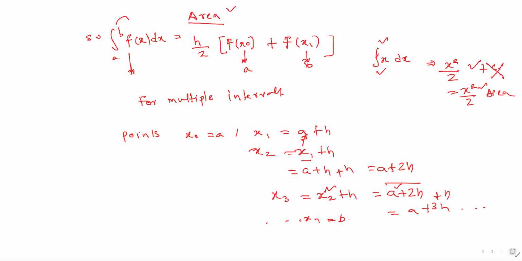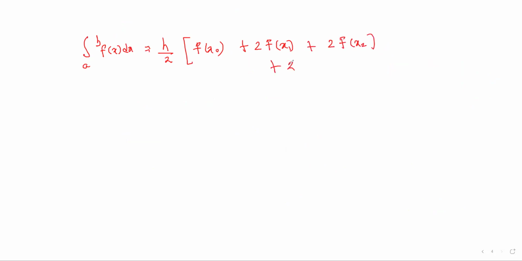Now, if you want to just apply it into the formula, this formula, integral a to b f of x dx will become equal to, this is derived as h by 2 of f of x naught plus twice f of x1, right? And up to the value of x of n minus 1, these will be twice f of xn minus 1 plus f of xn.